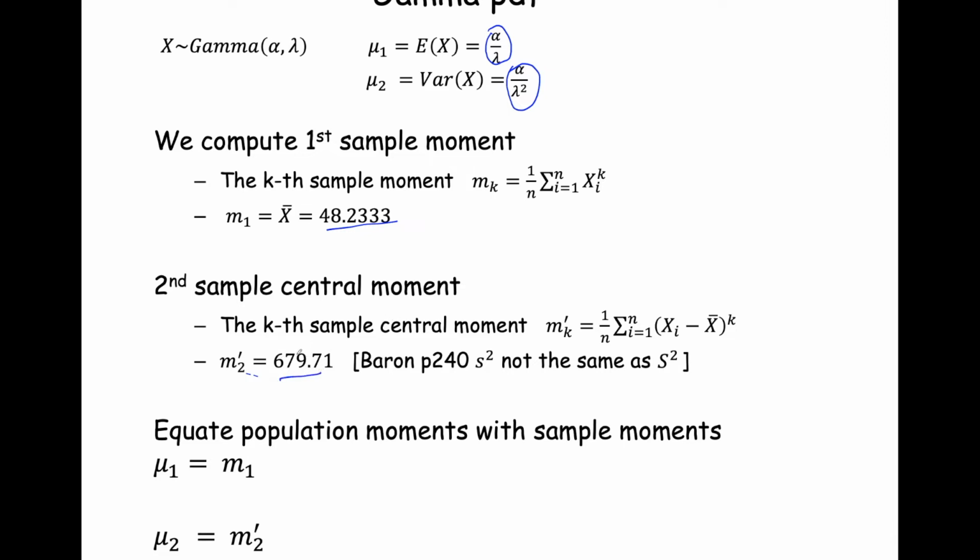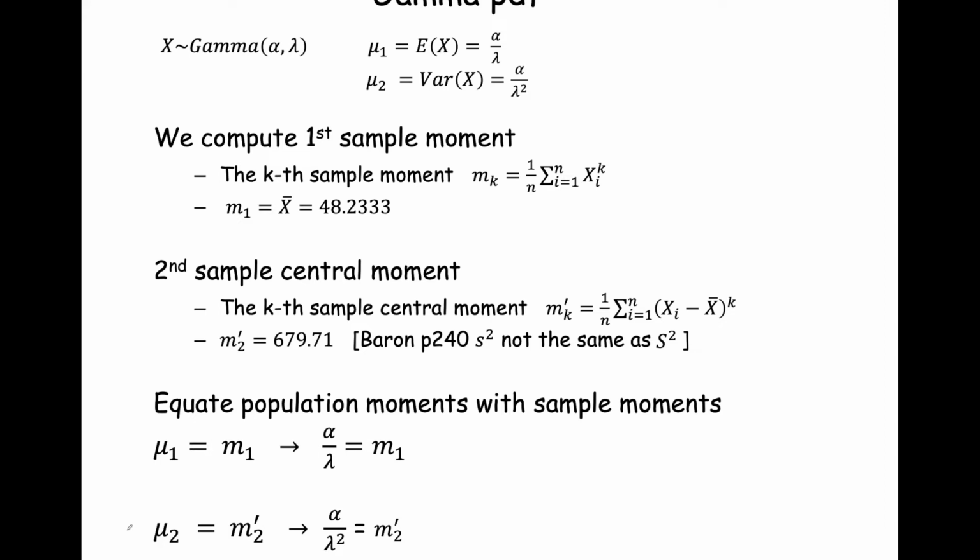So we're going to equate our first population moment, mu1, with our first sample moment, m1. Let's write the equations that we use. This first equation is going to take care of our first parameter. We're going to call our first parameter theta 1 and our second parameter theta 2. Theta 1 is alpha, theta 2 is lambda. So this first equation takes care of theta 1, and the next one takes care of our second parameter, theta 2.